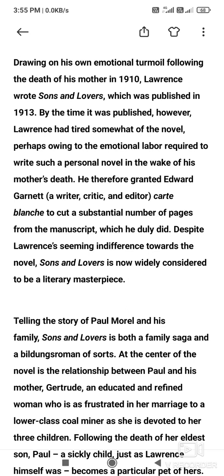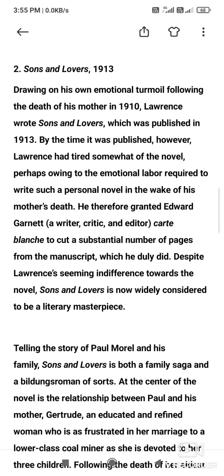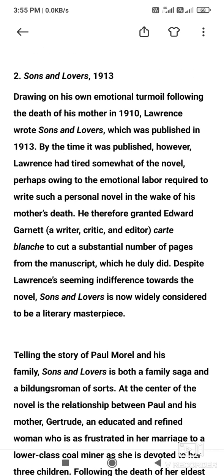The story follows the Morel family, focusing on the protagonist Paul Morel and his relationship with his mother Gertrude, and various romantic interests. So when the novel begins, Sons and Lovers, with Gertrude discontent in her marriage to Walter Morel, a coal miner, and Paul in turn forms intense and complicated relationships with women, including Miriam Leivers and Clara Dawes. So this is how the storyline follows the Morel family.